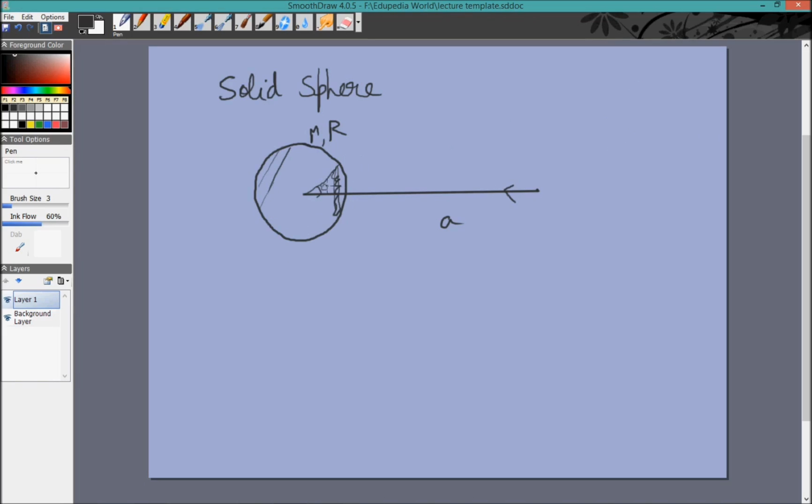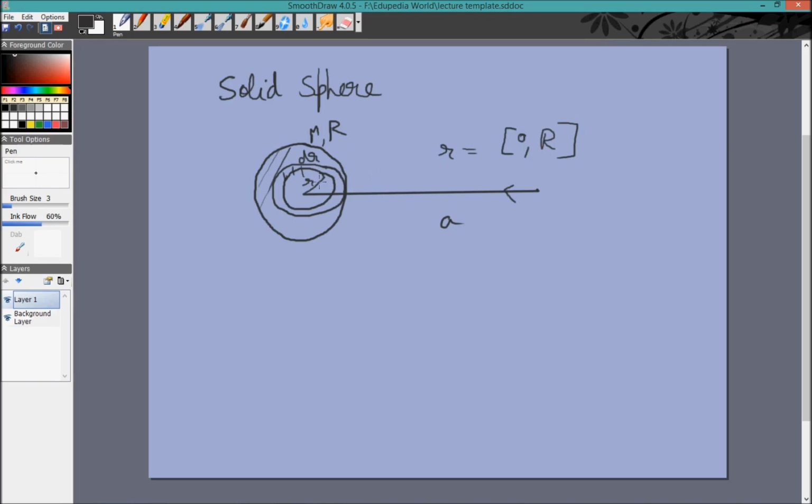But in this case, I see that it would be easier to take elements not as disks, but as hollow spheres. So if I take a hollow sphere of radius r and thickness dr, then I know the gravitational field due to this hollow sphere, right? I can write it and I can integrate it. r will go from 0 to capital R, and that will give me the gravitational field due to each hollow sphere, which I can integrate from 0 to R to give me the gravitational field due to this solid sphere.